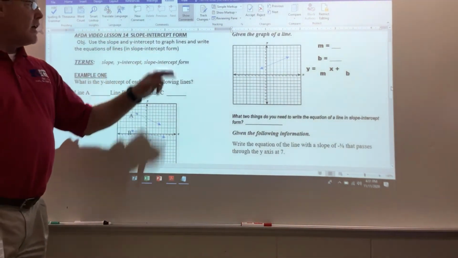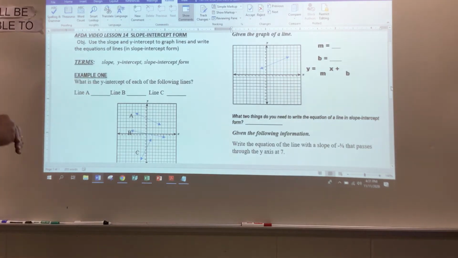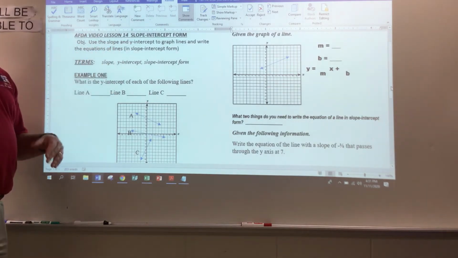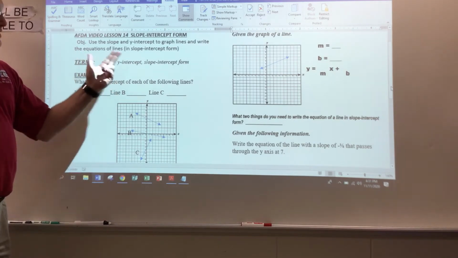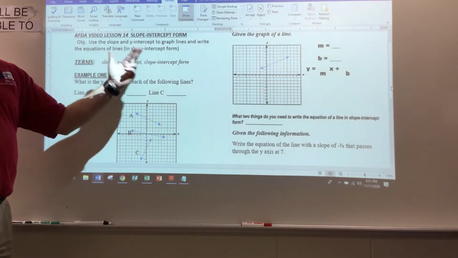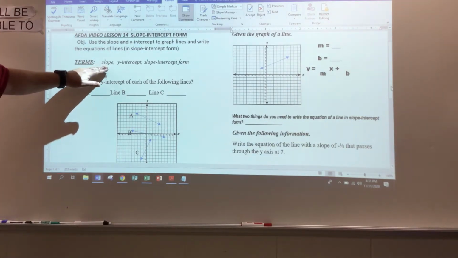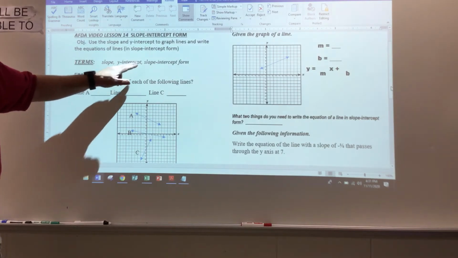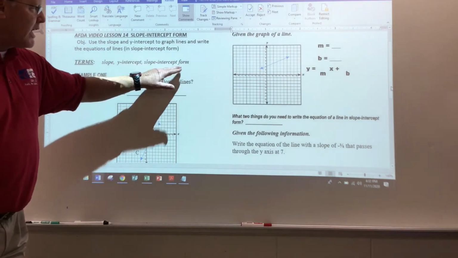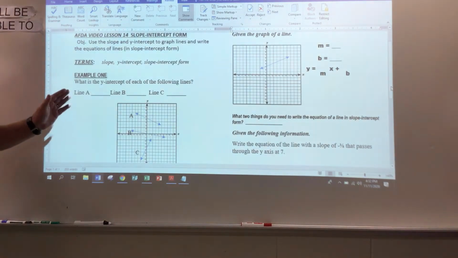We're going to be talking about something called slope-intercept form today. What we want to be able to do is use slope and y-intercept to graph lines and write the equations of lines in something called slope-intercept form. Now, terminology we have, you already know a little bit about slope. We've even talked about y-intercept very briefly. And a big part of today is that this slope-intercept form is where we're going to be using that terminology a lot today. So let's take a look at this.